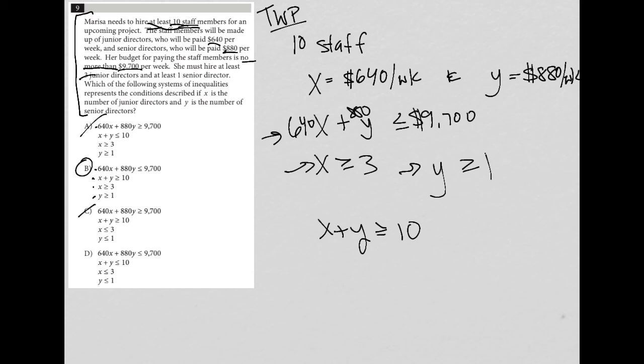So C is gone again because of the greater than or equal to 9,700. And D, what's wrong with D? So D, this part is correct, but then it has X plus Y is less than or equal to 10. That's not right. So D is completely gone, right? Because we know that Marissa needs to hire at least 10, which means it could be more than 10. So X plus Y is greater than or equal to 10. So choice B is the correct answer here.